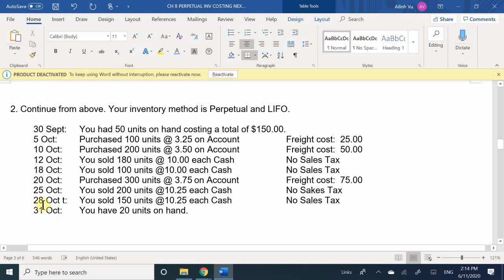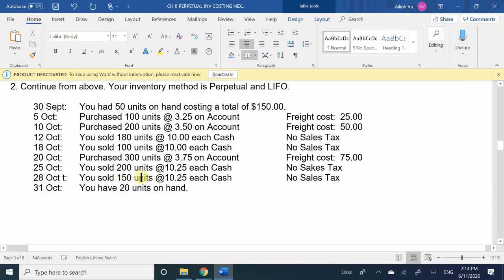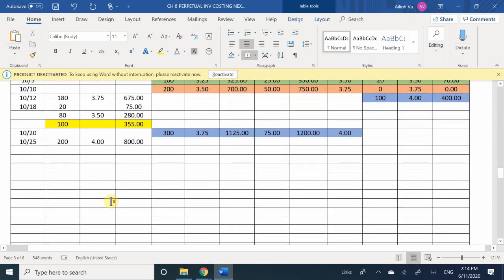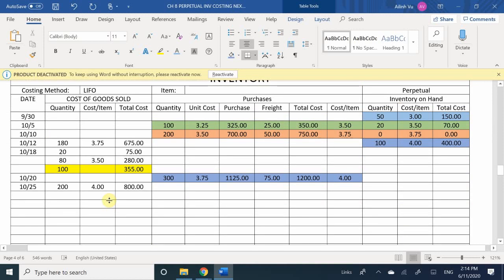Now, last but not least, what's happening here? On October 28th, what happened? You sold 150 units. Yes, we sold 150. And then we remained with 20 units on hand. So let's go ahead and look over here. So we need to get to 150.